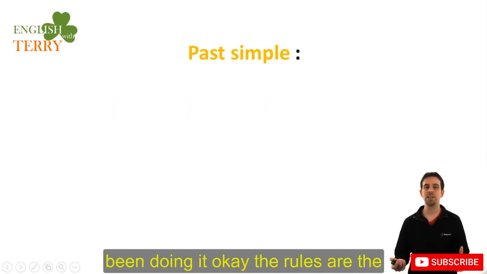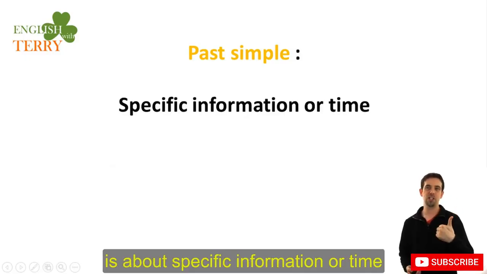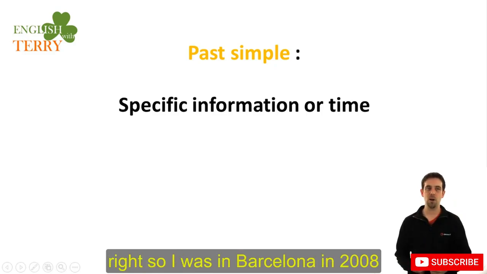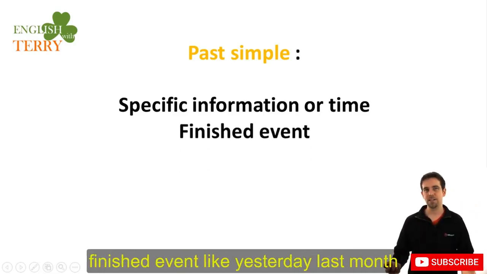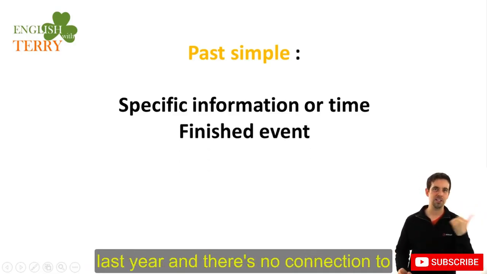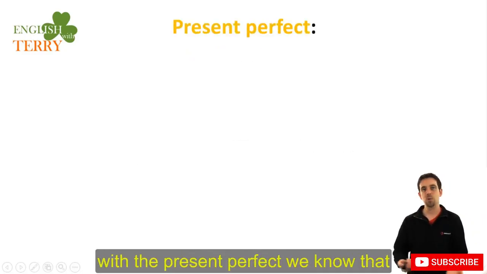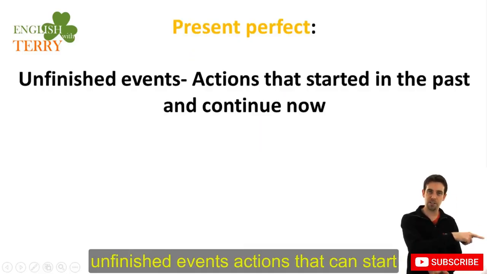Okay? The rules or the ideas of the past simple. The first one is about specific information or time. Usually the idea is much more specific, right? So I was in Barcelona in 2008. Usually we know the time, right? It's a finished event, like yesterday, last month, last year, and there's no connection to the present, right?